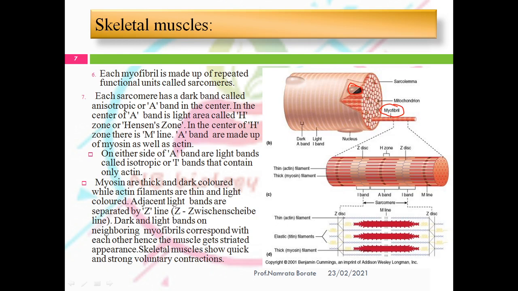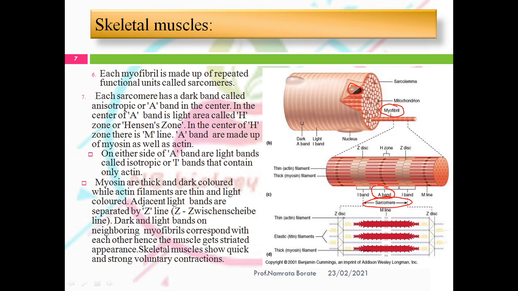The structural and functional unit of the myofibrils is called the sarcomere. This sarcomere is the most important part of the myofibrils. So we see the structure of this sarcomere. The sarcomere has a dark band. This dark band is called the anisotropic band. It is also called the A band.